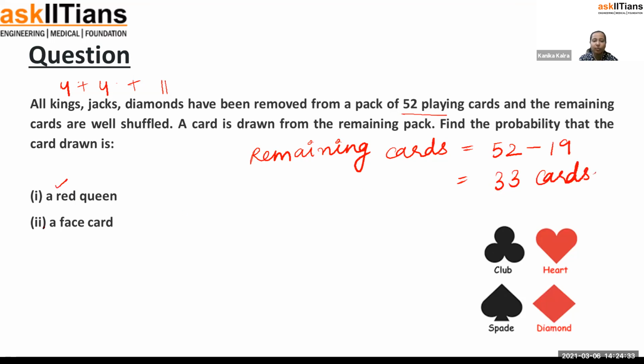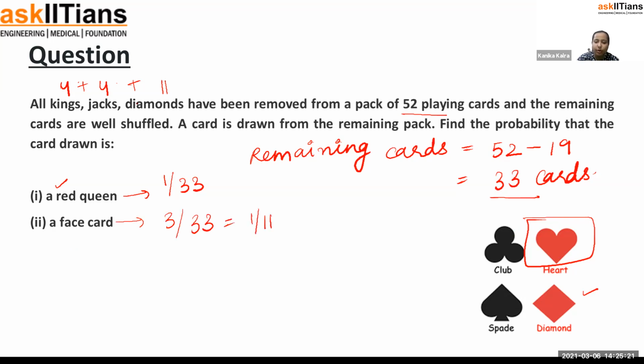Now you need to find the probability of a red queen. Diamonds are already removed, so we are left with only hearts. So red queen means there is only 1 queen left. So it would be 1 over 33, since the total remaining cards are 33. Next, a face card. In face cards, we are left with only 3 queens: 1 from heart, 1 from club, and 1 from spade. The rest of the kings and jacks are already removed. So 3 queens out of 33, that's 1 over 11. So this is your probability.